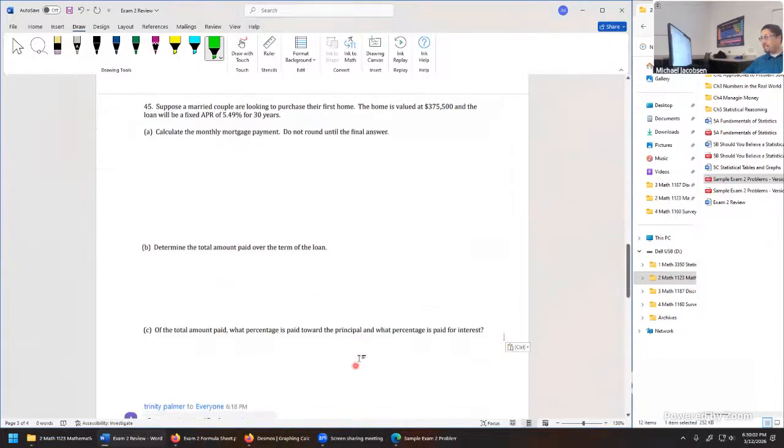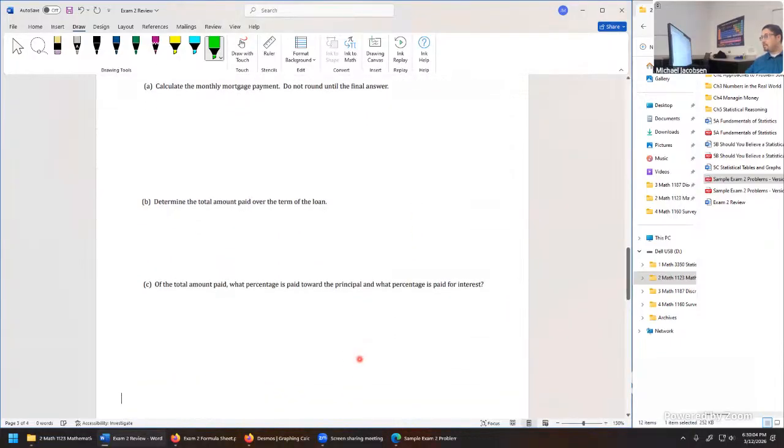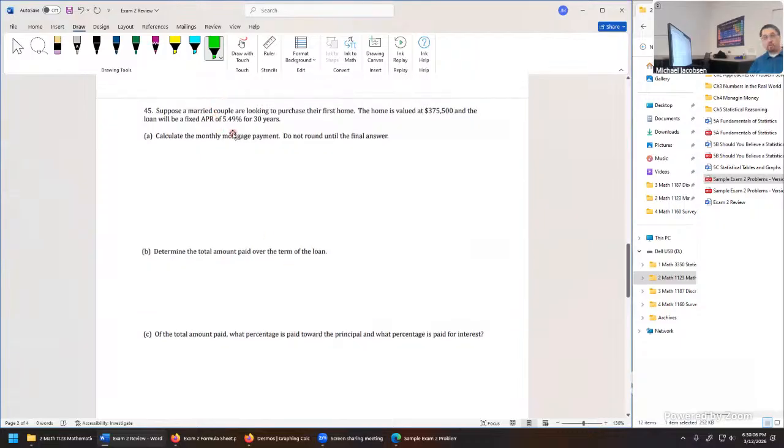Okay, so new financial situation. It says a married couple are looking to purchase their first home. The home is valued at that amount there. The loan will be a fixed APR, 5.49%, and the term is going to be 30 years on this one. So we're doing an analysis on the mortgage payment, total amount paid, and percent going to both the principal and to just pure interest. So same kind of problems like we did in class for this context.